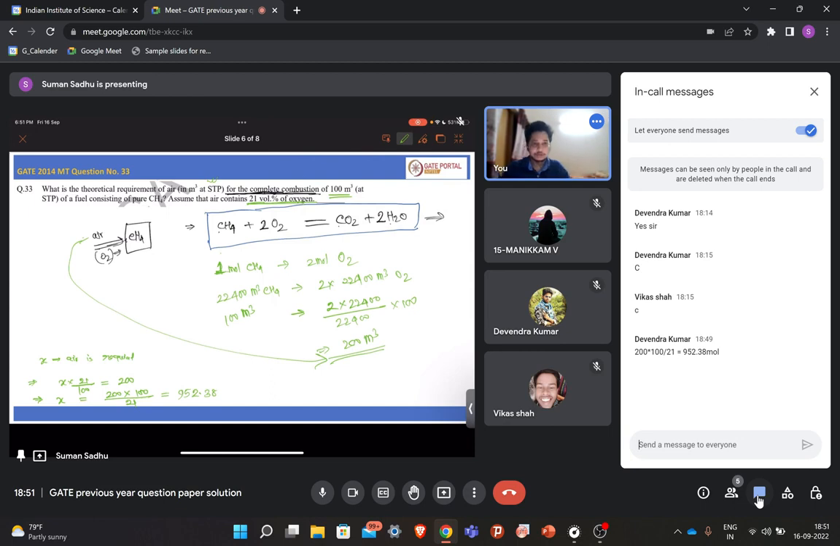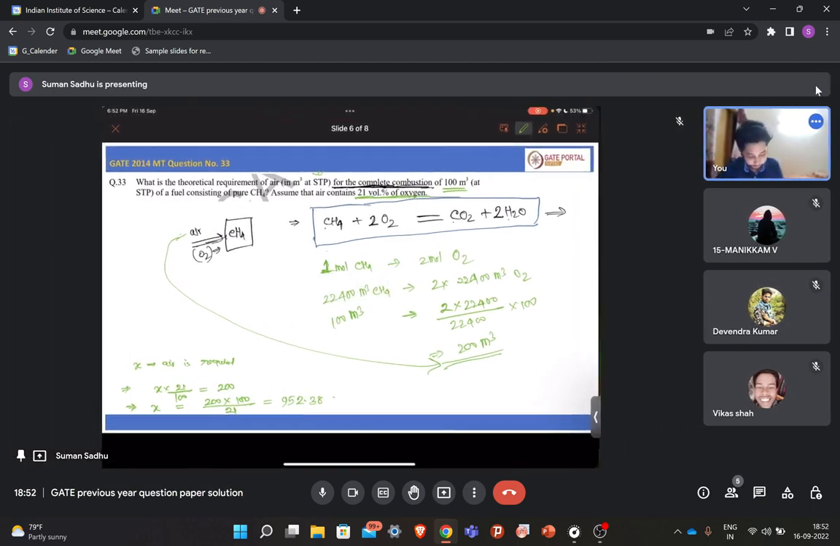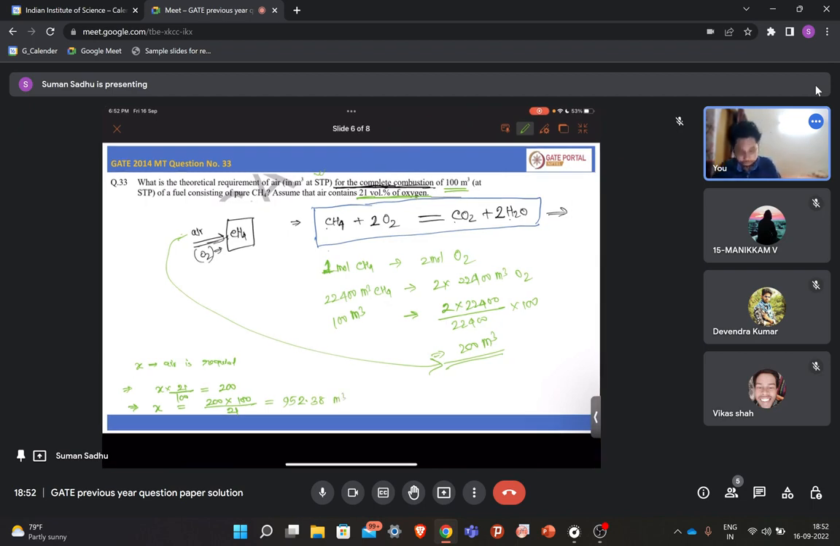Right? Not mole, meter cube, volume. So everyone understood?